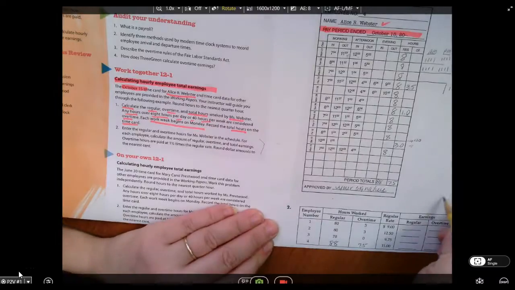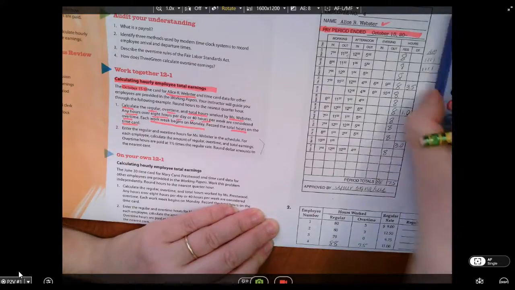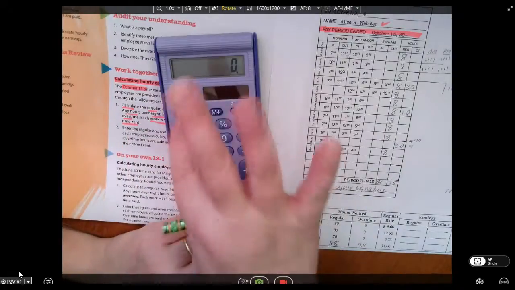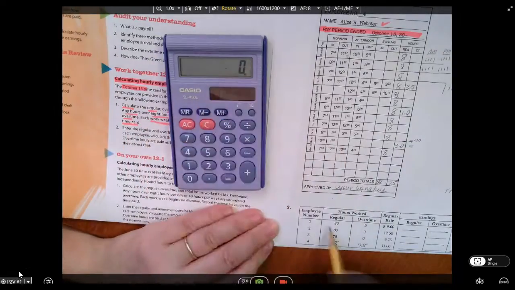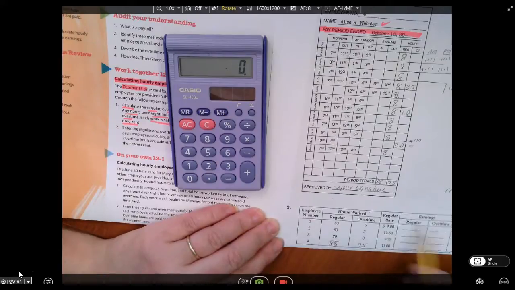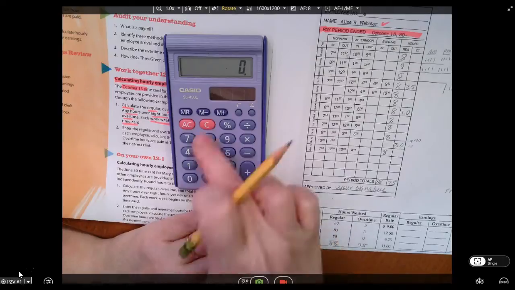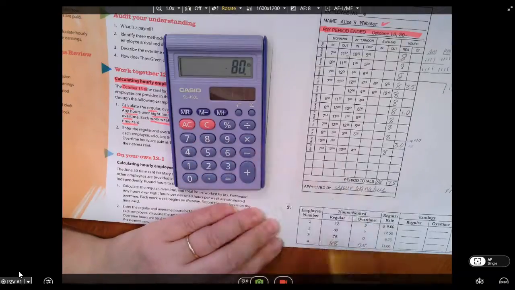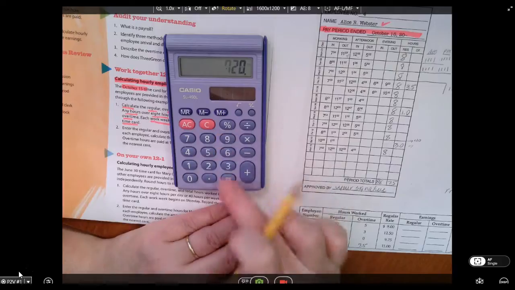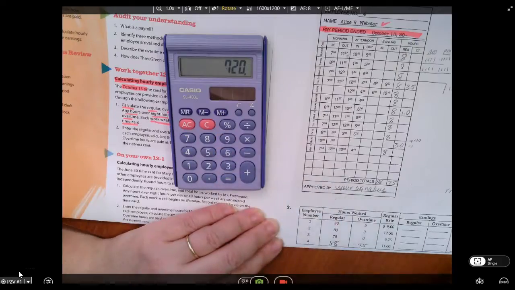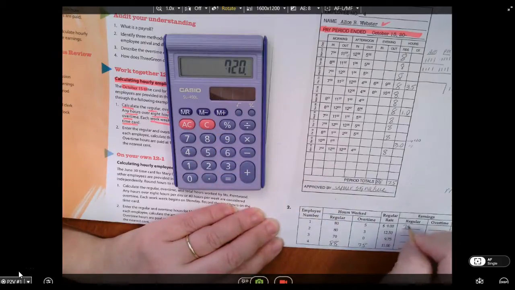That's right. Your regular rate times 1.5 equals your overtime rate. So if we take out our handy dandy calculator, we're going to figure out the regular overtime and total earnings for each employee. So the hours worked for employee number 1 was 80 times his $9 an hour equals exactly 720.